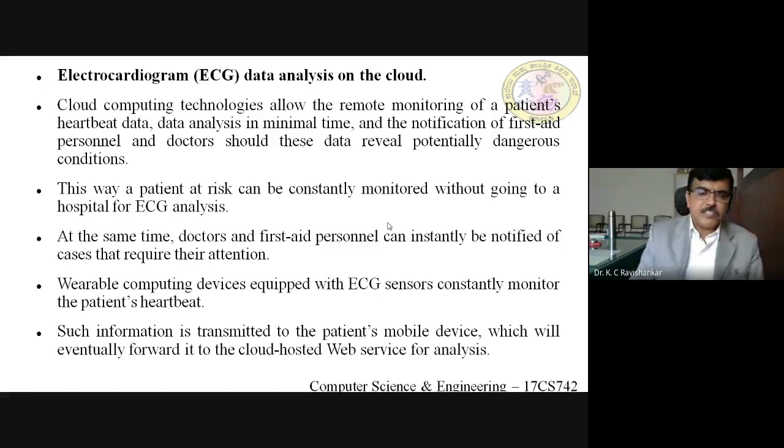Such information is transmitted to the patient's mobile device, which will eventually forward it to the cloud-hosted web services for analysis. So the device will contact the mobile phone, the phone will transfer that information to the cloud, and the cloud will transfer it to the doctor's server, where the doctor will analyze it. Even this can be done in online mode.